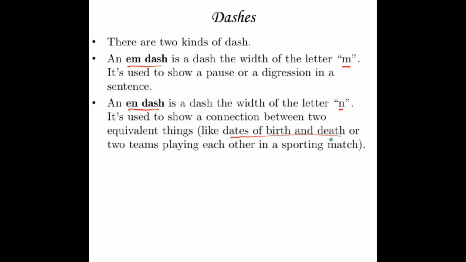So, for example, if you look up a person on Wikipedia who has died, there should be an en dash between the date they were born and the date they died, because those 2 dates are equally important, and that en dash shows a connection between them. It's also used for 2 teams playing each other in a sporting match. So, for example, you might talk about the England-Ireland football game, and you would put an en dash between the 2 of them to show that England and Ireland are equally important in this match. Although obviously if you're English or Irish, you would disagree with that statement.